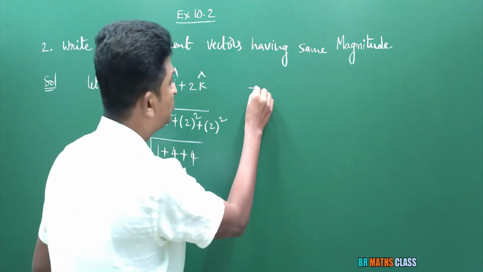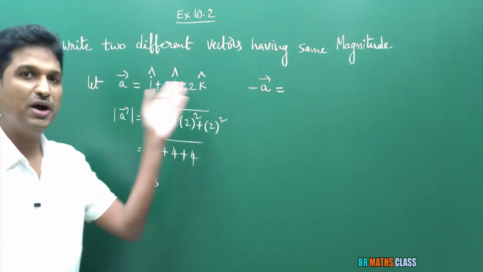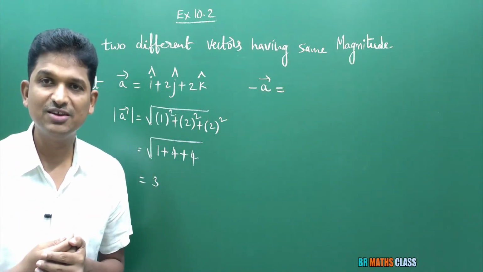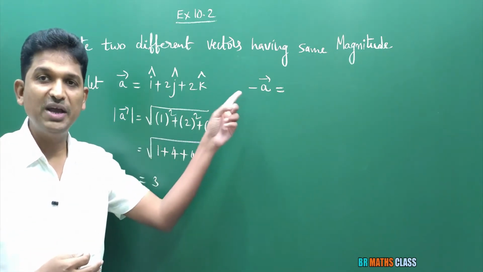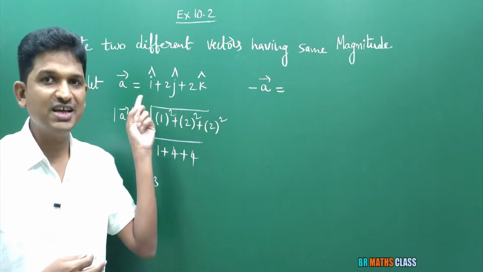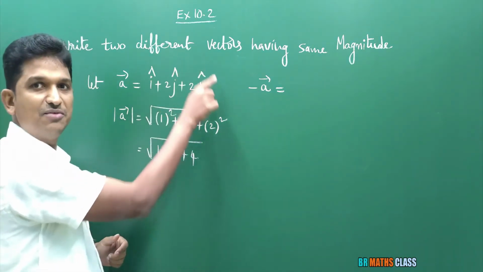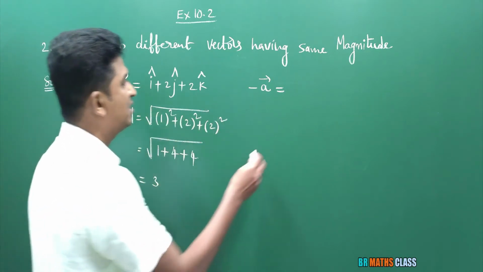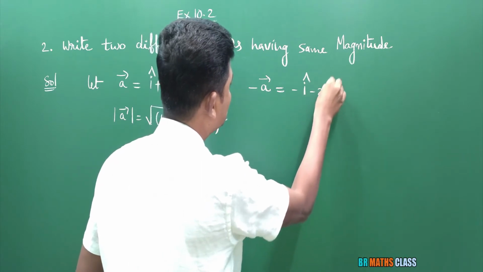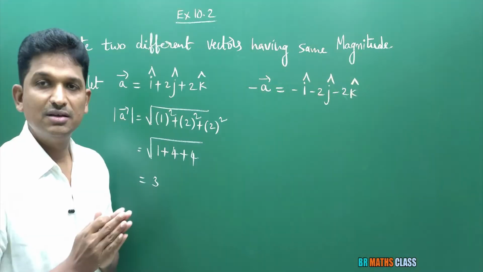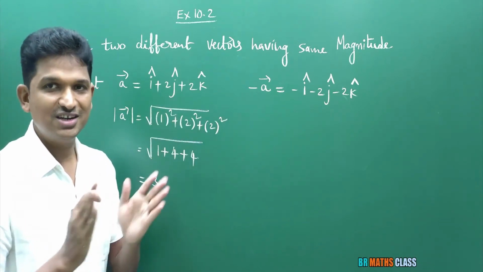Now, what do you know about minus a bar? Are a bar and minus a bar equal vectors? No, their direction is different. Moreover, the direction of minus a bar is exactly the opposite direction of a bar. How will you get minus a bar? Multiply this complete vector with minus. What is minus a bar? Minus a bar is minus I cap minus 2j cap minus 2k cap. It is 100% clear that a bar and minus a bar are different vectors.